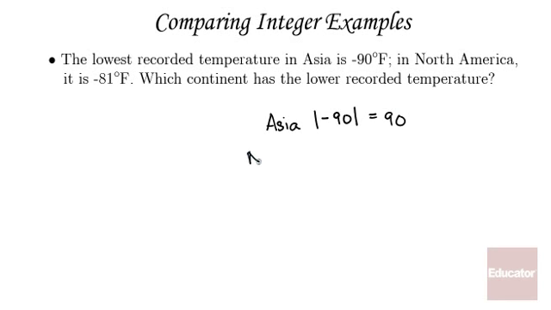In North America, the lowest recorded temperature is negative 81 degrees. To move up the thermometer to 0, we would have to move 81 degrees. So the lower temperature would be Asia. So the continent Asia has the lowest recorded temperature.